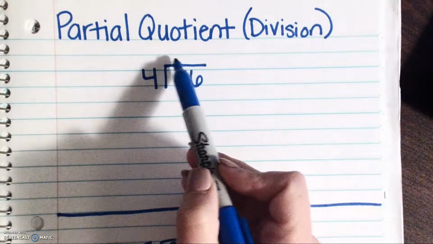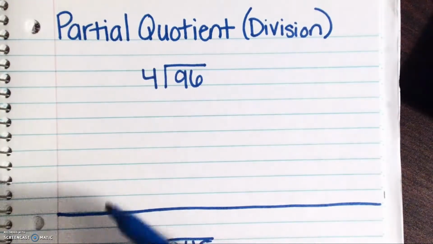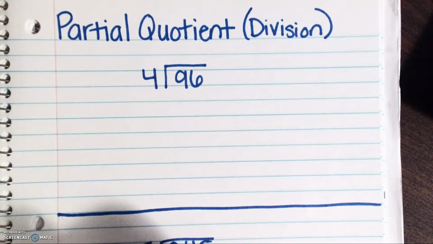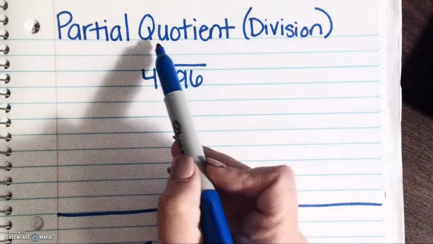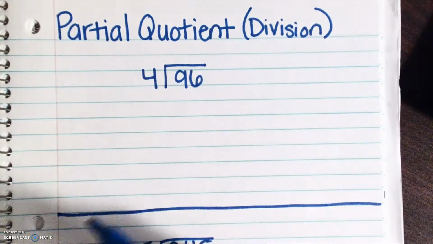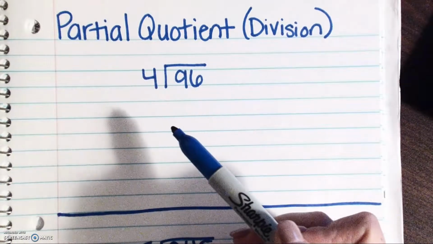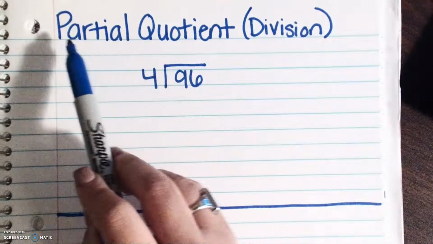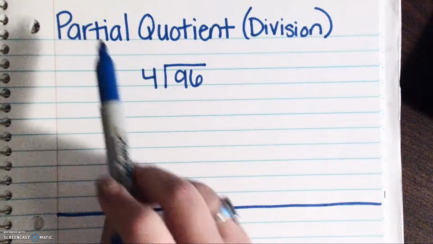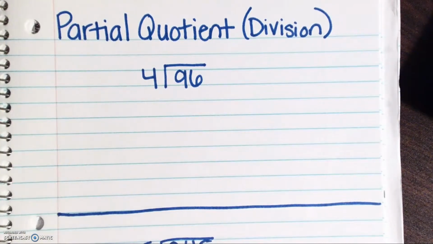And we're wanting to know what our answer is. The answer to a division problem is called your quotient. And that's where the word quotient comes from in this strategy. You're finding the quotient. And here in a minute, I'll explain to you why this is called partial quotient. The partial part of the title will make way more sense here in a few seconds.